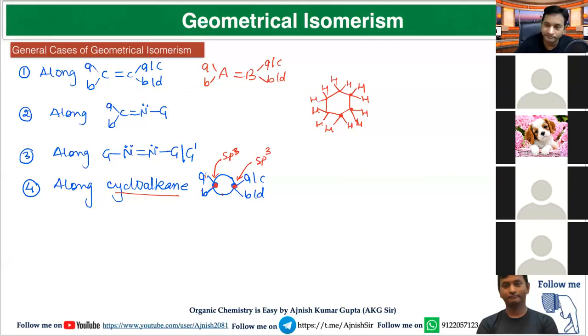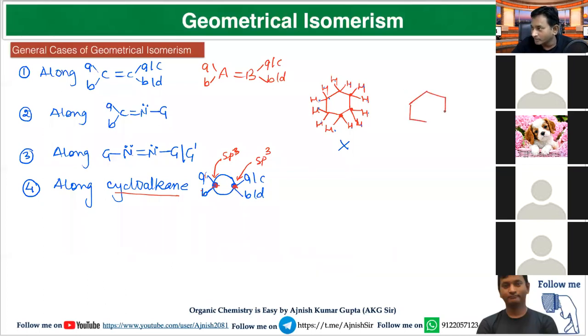Now think about this. I've said that at least 2 sp3 carbons must have different substituents. But in the first case, both hydrogens are the same. So the molecule does not have any sp3 carbon which has a different substituent. So this molecule will not show GI. Is it clear?